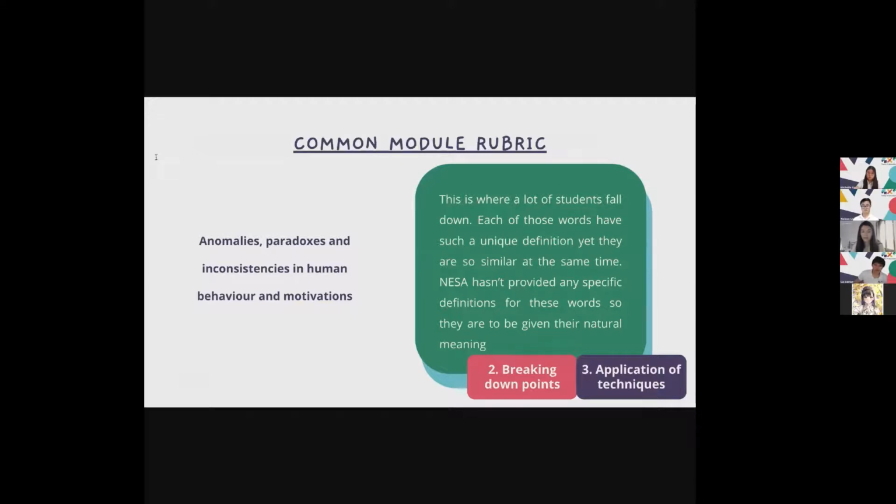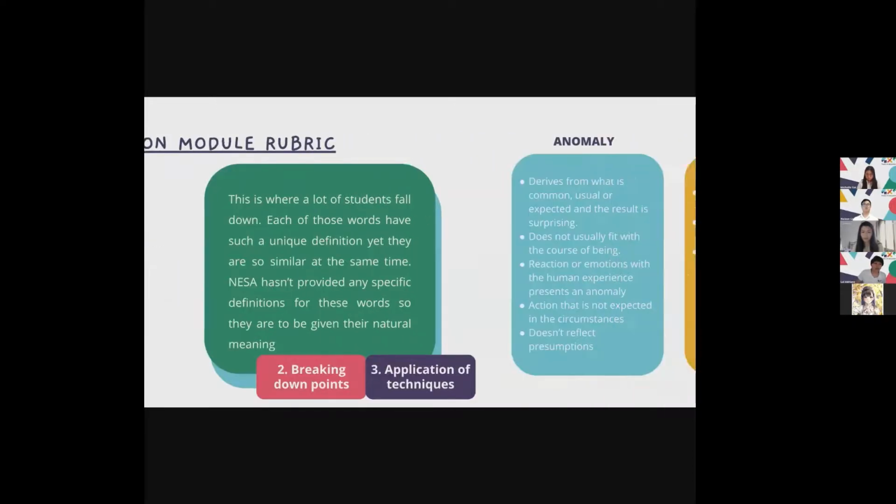So the best way I find to summarize these three ideas is what are their causes and what are the resulting effects, and how are they portrayed? Is it unexpected? Is it revealing? Is it contradictory? This will help you find a conclusion on whether it is an anomaly, a paradox, or an inconsistency. So let's look at this a little bit closer.